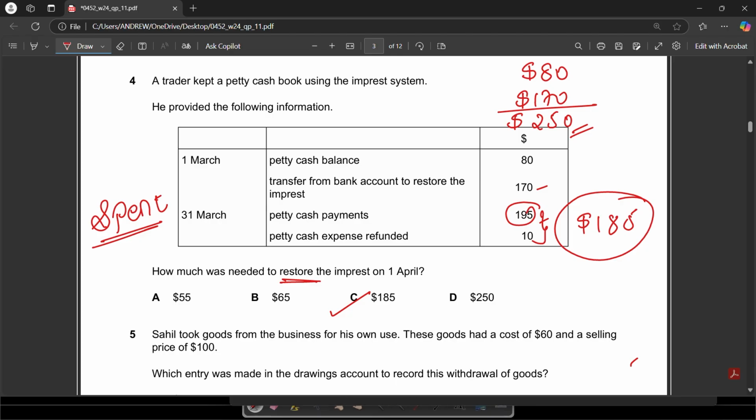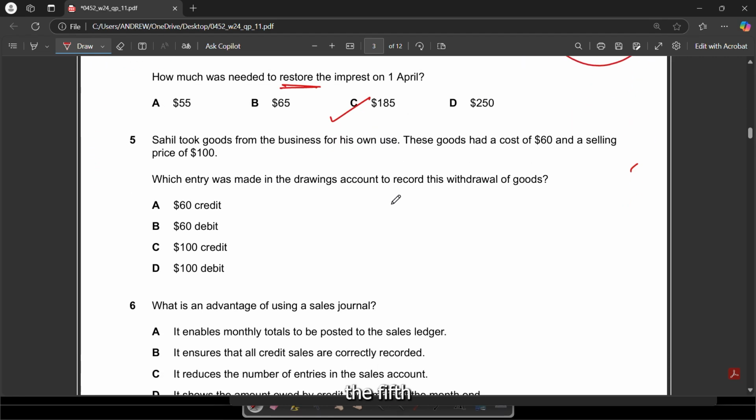Alright class. Now moving ahead with the fifth question. Sahil took goods from the business for his own use. These goods cost $60 and had a selling price of $100. Which entry was made in the drawings account to record this withdrawal of goods?